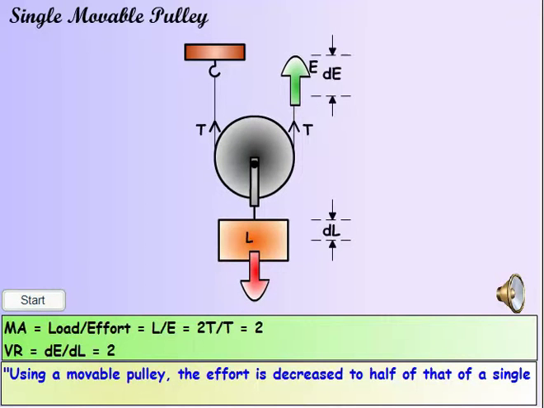A single movable pulley has a pulley which moves with the load. Here you can see that the load is distributed over the same string, but 2 sections of the string. So each section takes half the load.